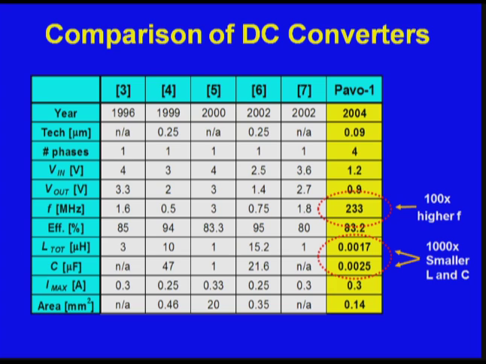So what we were able to achieve by increasing the switching frequency to 233 megahertz in this case was to reduce the inductor and capacitor size by a factor of 1,000. So this sort of enabled us to finally be able to perhaps do something completely on die.